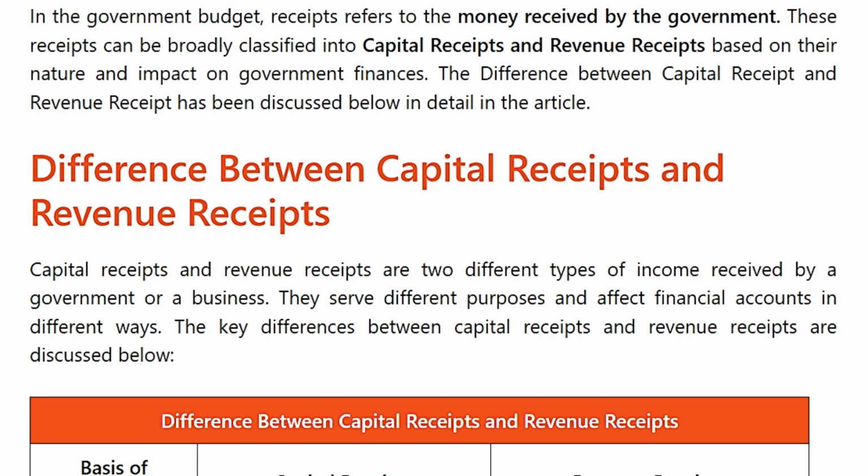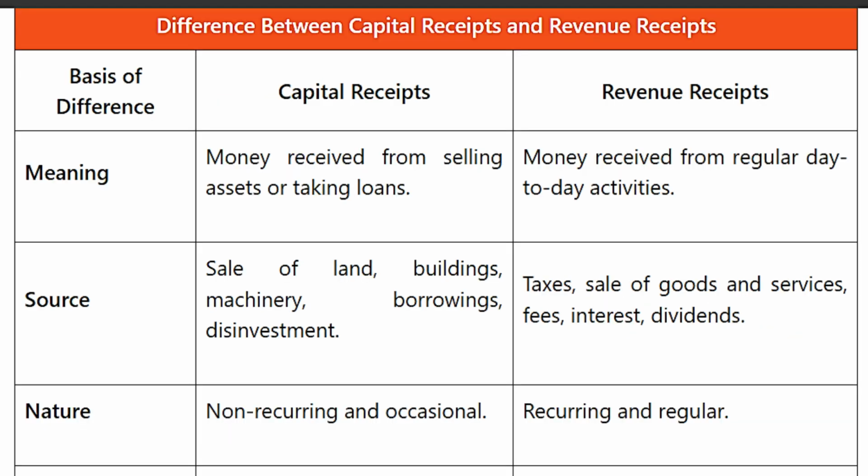The difference between capital receipt and revenue receipt. Capital receipt and revenue receipt are two different types of income received by government or a business. They serve different purposes and affect financial accounts in different ways. The key differences between capital receipt and revenue receipt are discussed below.